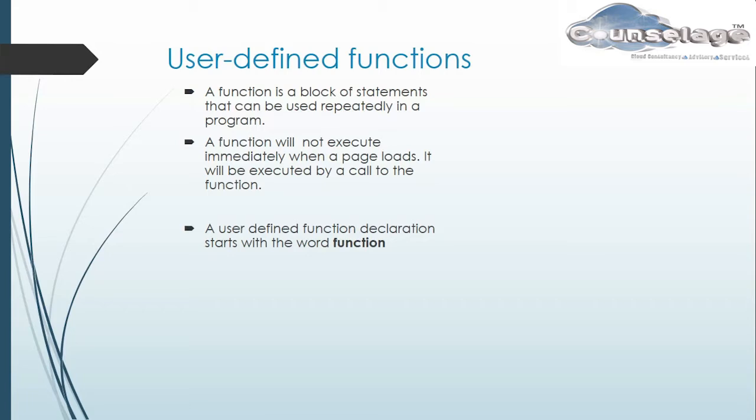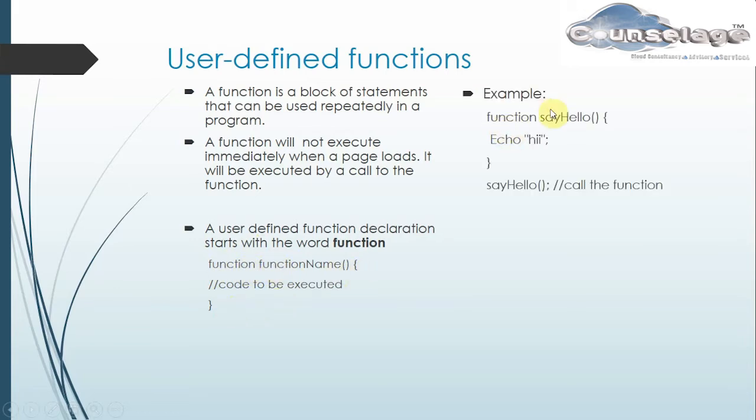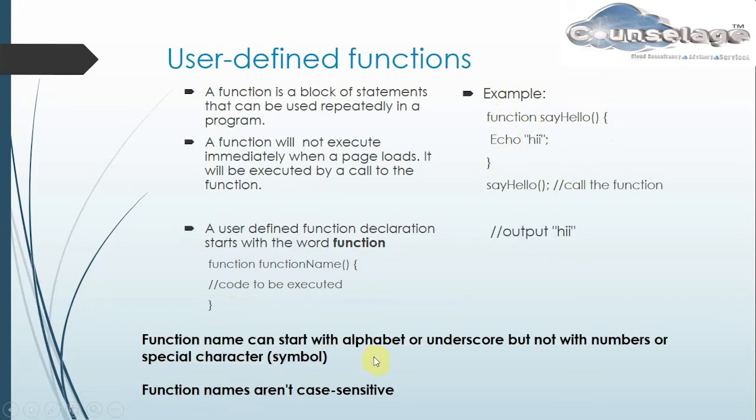A user-defined function declaration starts with the word function, as shown below, function name. So here it is a user-defined function and it starts with the function keyword followed by the function name. For example, function sayHello. So sayHello is a function started by the keyword function. And then print, sayHello, that is a function call, and then hello will be printed. Function name can start with alphabet or underscore, but not with numbers or special characters or symbols. Function names are not case sensitive.